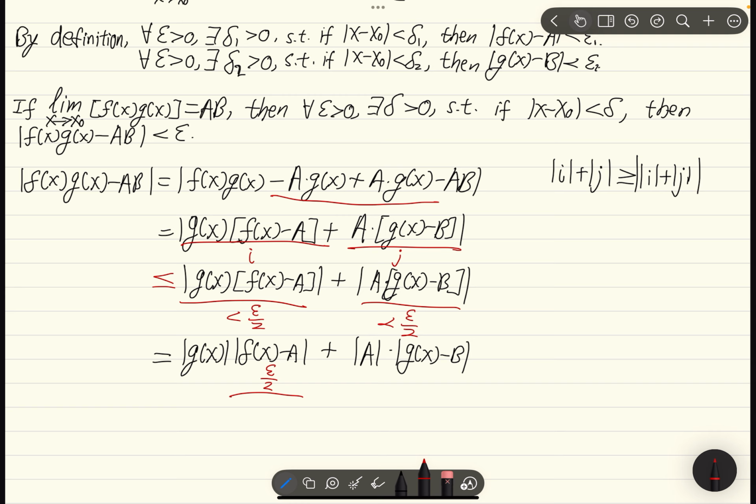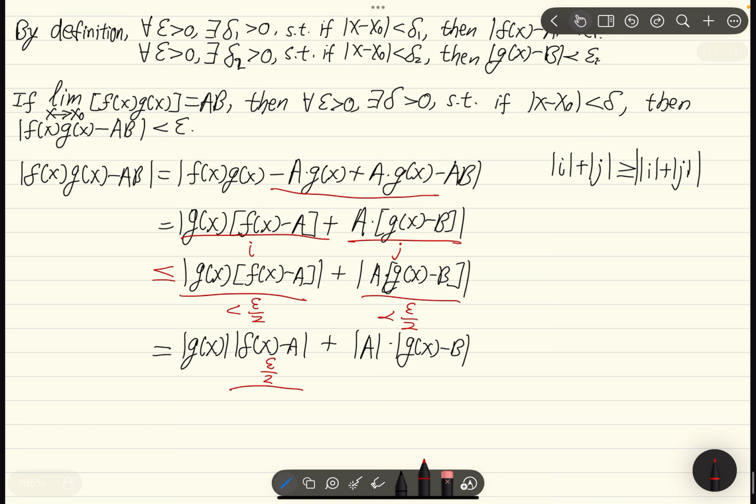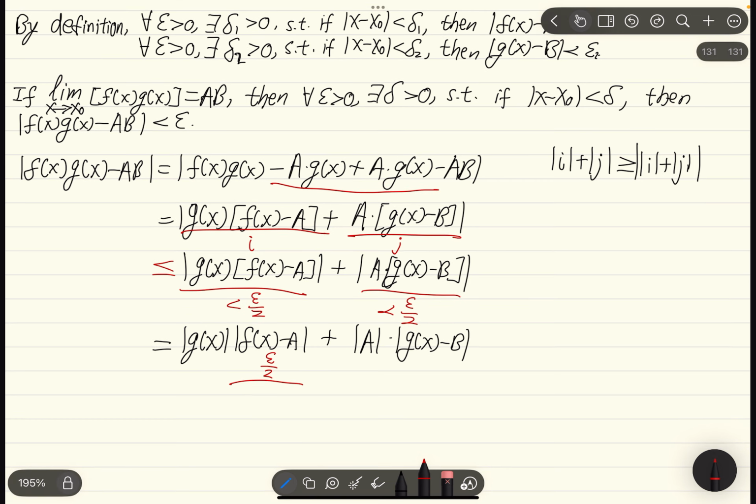Okay, so what exactly is the absolute value of g(x) here, and under what conditions? Well, here we want this to be less than epsilon under the conditions that there exists delta greater than 0 such that if the distance between x and x naught is less than delta. So when x is closer and closer to x naught, we have that this is actually less than epsilon over 2.